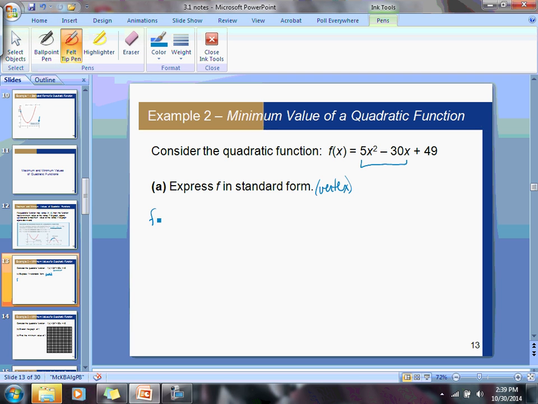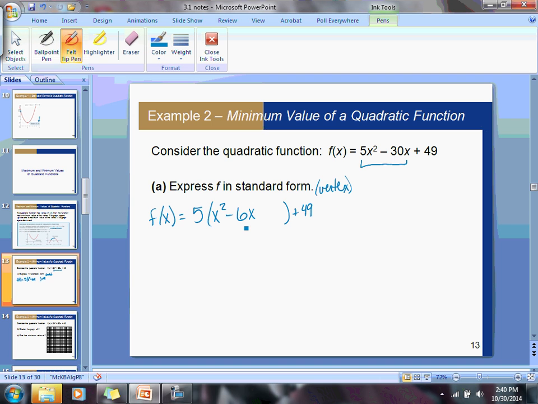So I'm going to take the 5 out as a numerical GCF. Basically, you're taking out whatever term is your lead coefficient, because we want that x squared to be by itself so that we can factor. And then I still have my plus 49.